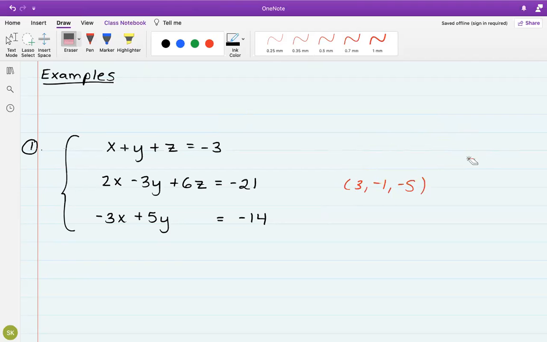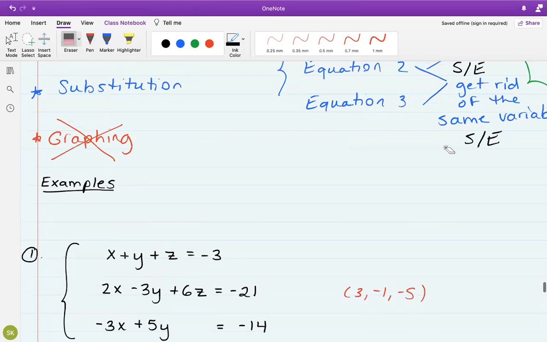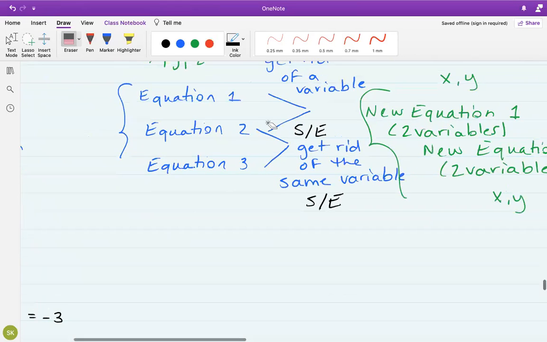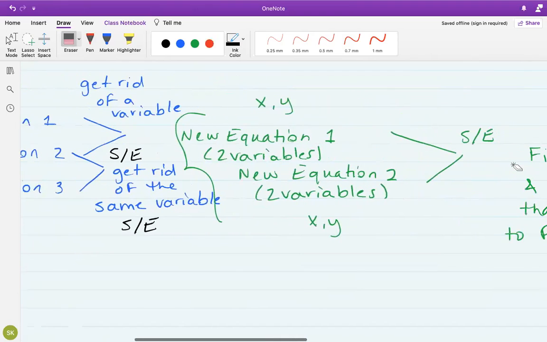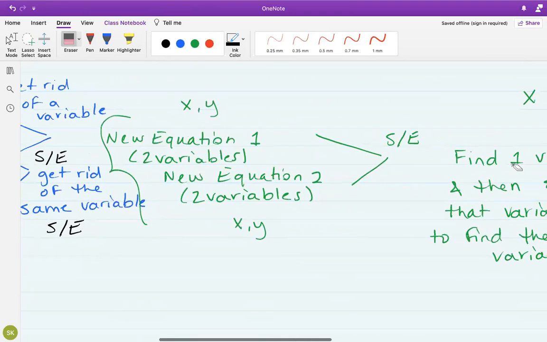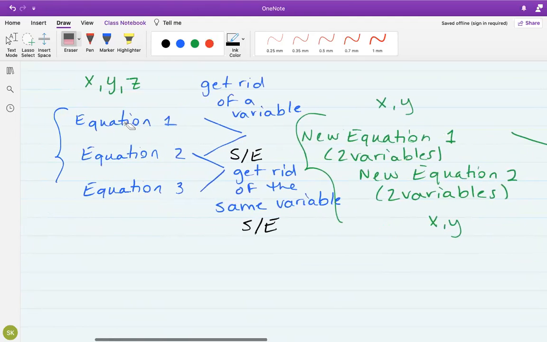All right. So I'm going to follow this process I showed you just a minute ago. Now, if it doesn't make too much sense right now, that's okay. It will make sense in just a minute. So the first thing I'm going to do is pick two equations. I'm going to pick the first and the second one, and then the second one and the third one. And let's get rid of one of the variables.